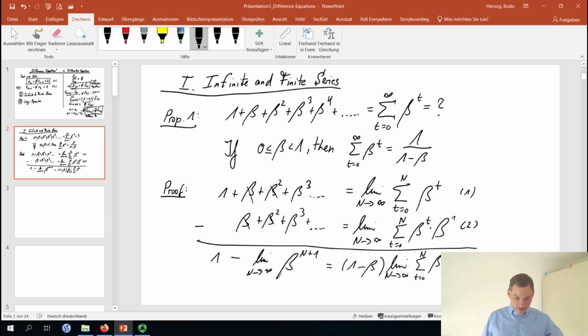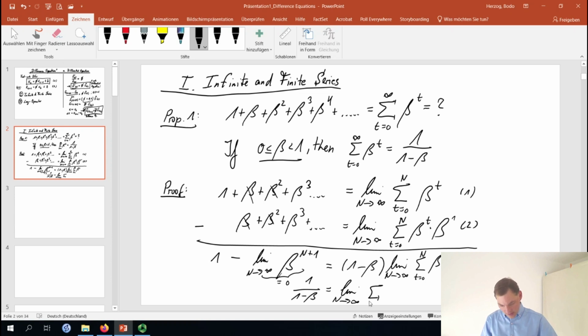Okay. But given that beta is less than 1 and I have it to a very large power, with n going to infinity, of course this term is 0. Then we have on the left hand side just 1. I can bring this term to the other side, so it's 1 over 1 minus beta. And what do I have on this side? I have the limit as n goes to infinity of the sum from t equals 0 to n of beta to the t.